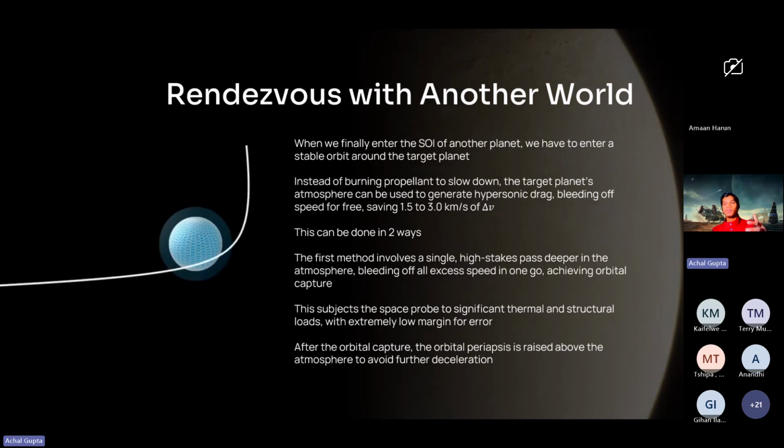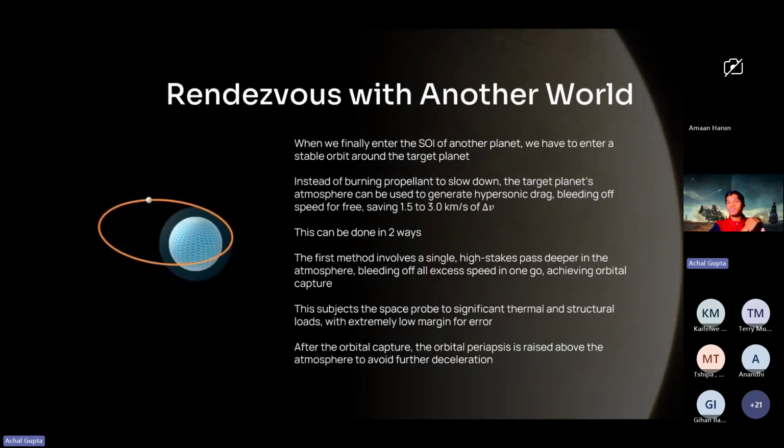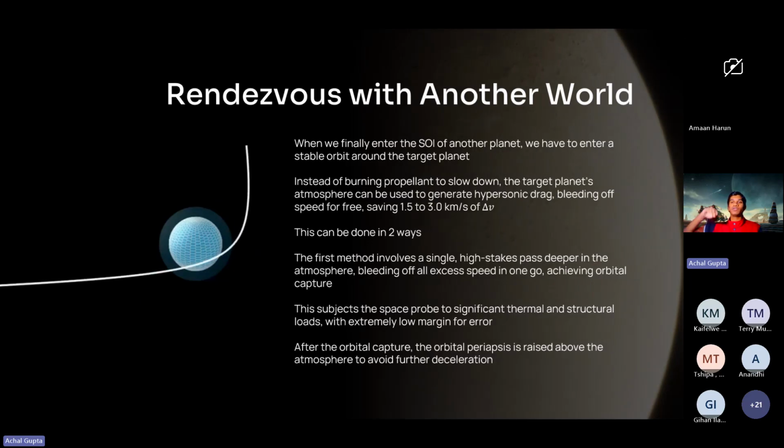delta V. The problem here is obviously you have to be very, very careful because this is one pass. You get only one pass through the atmosphere, and you have to burn off pretty much all of your excess velocity. And then once you're at apoapsis, you can raise your periapsis above the atmosphere so you don't dip in the atmosphere and continuously slow down. Obviously, the problem here is you need to be very careful because if you overshoot, let's say you dip too far low, your orbital height could be reduced too much, or you could end up crashing into the planet. Or if you don't dip enough, you will end up flying off into deep space or being placed in an orbit that you never wanted and you can't correct because you don't have enough delta V.